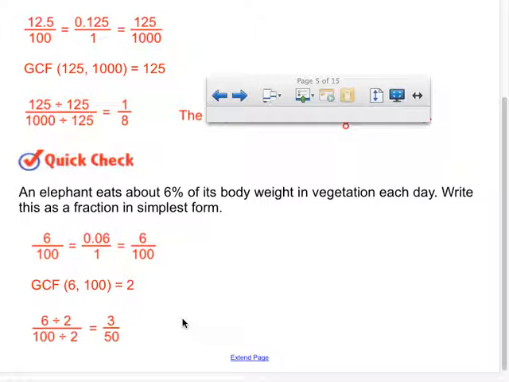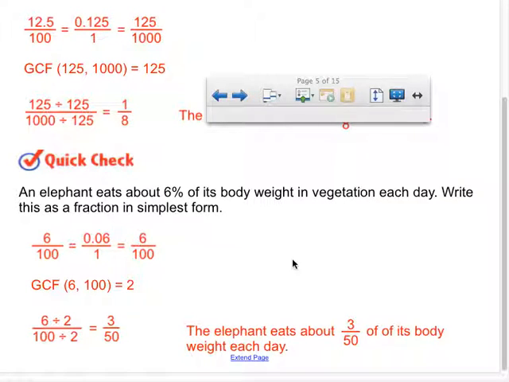Right. Jakari says, an elephant eats 3/50ths of its body weight each day. I actually went into a little more detail, but that would have been full points right there. An elephant eats about 3/50ths of its body weight each day. And you could have gone into more detail and said in vegetation. Okay? Question?